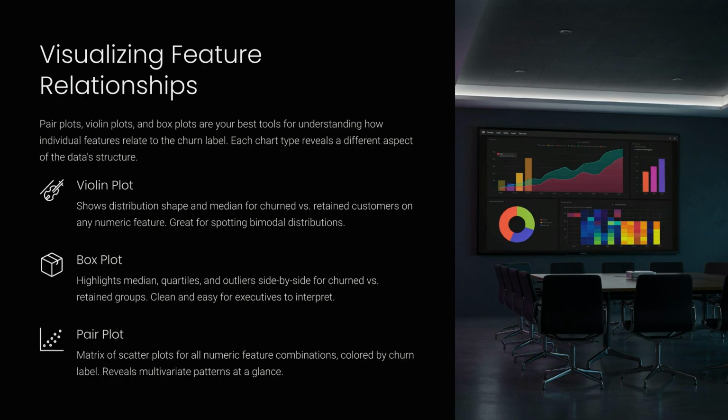In Chapter 6, we will explore advanced visualization techniques to help you present your findings clearly to both technical and non-technical audiences. In this section, we'll look at visualizing feature relationships. Pair plots, violin plots, and box plots are essential tools for understanding how individual features relate to the churn label, with each chart type revealing a unique aspect of your data.